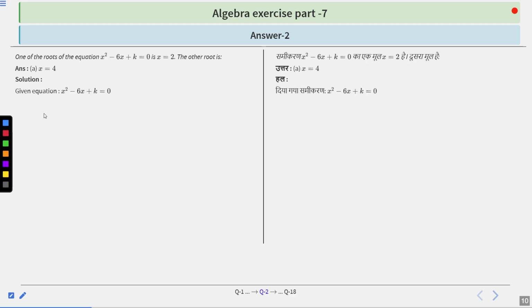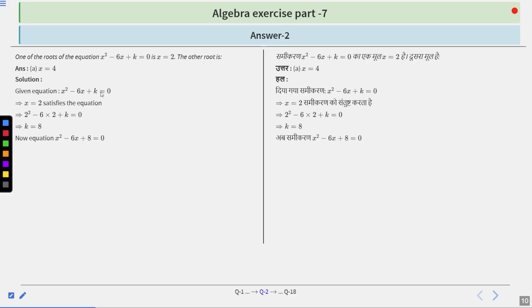The given equation was x² − 6x + k = 0. So, x = 2 is the root. That means x = 2 satisfies the equation. Therefore, putting x = 2 in the equation, we get 2² − 6 × 2 + k = 0. From this, we get k = 8. 2² is 4. 4 minus 6 into 2, 12, is minus 8. And when minus 8 goes to the right-hand side, it becomes plus 8. So the value of k is 8.